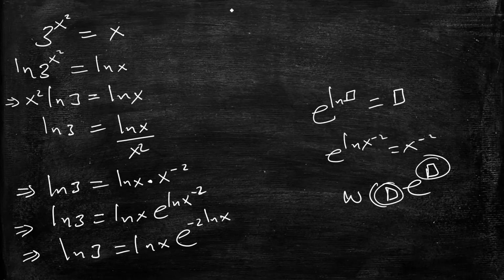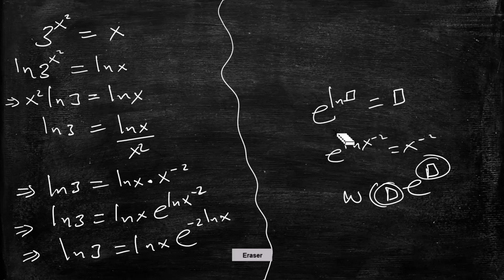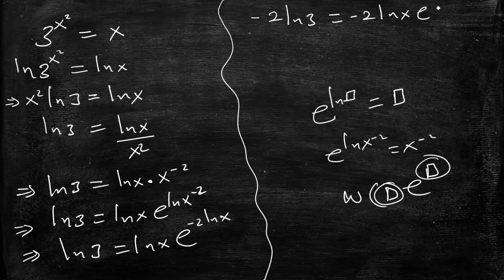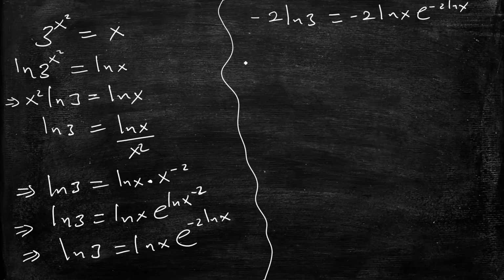So we can do that by multiplying negative 2 on both sides to make it equal, so negative 2 ln of 3 goes to negative 2 ln of x times e raised to negative 2 ln of x. Lambert W function. So let me bring this one here. Okay, so let's go ahead. Let's take the Lambert W function.